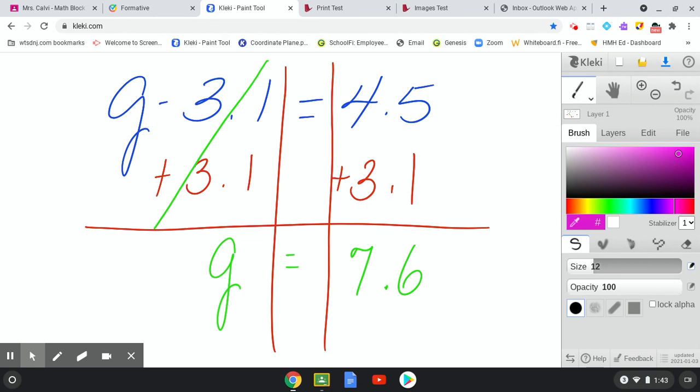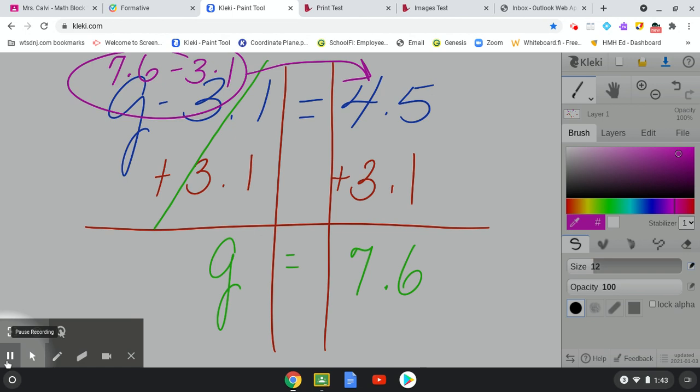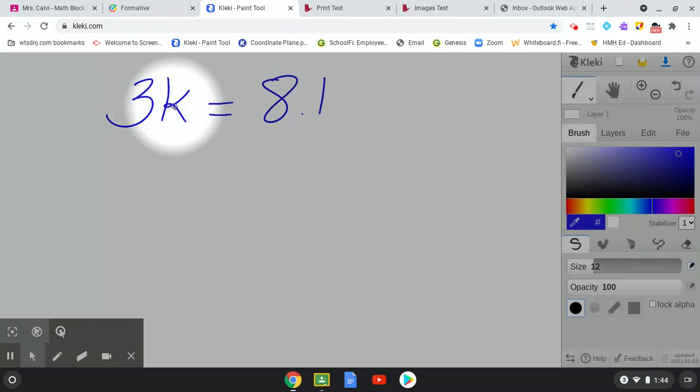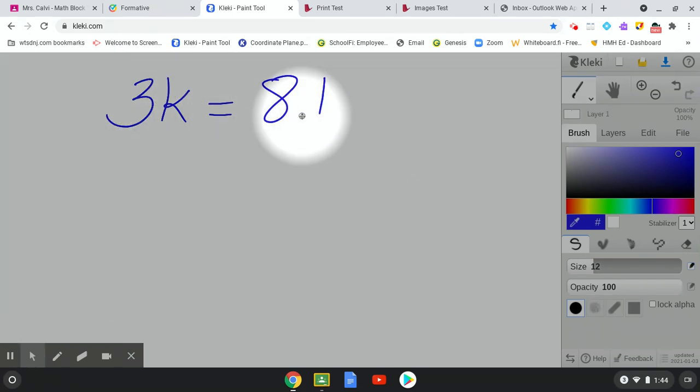If we wanted to check to see if we were correct, we would plug in 7.6 in for g, subtract 3.1, and if you did this subtraction, you would come up with 4.5, so that would tell us that our answer is correct. So here we have 3k is equal to 8.1.